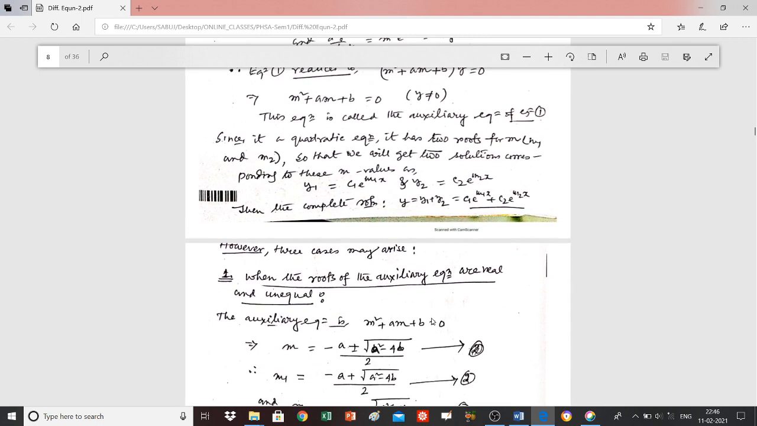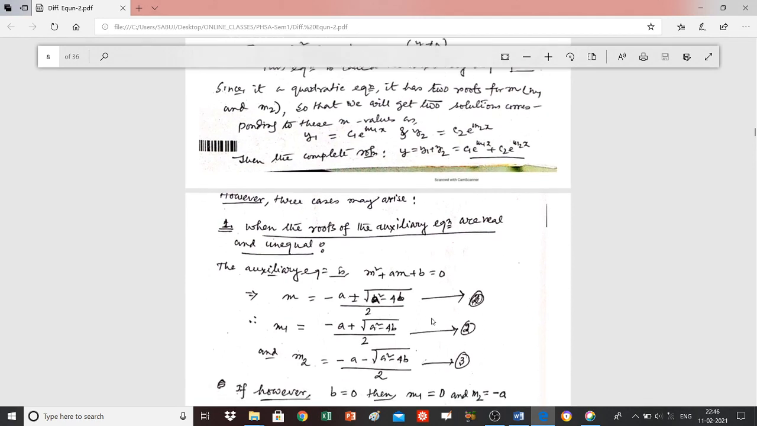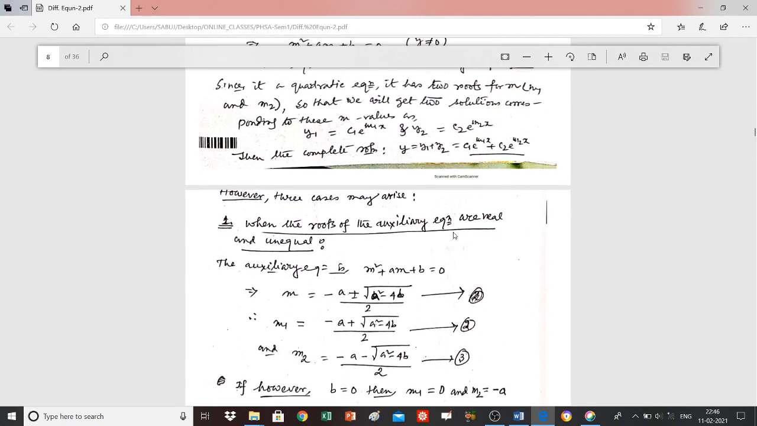However, there are three cases which are to be studied. These three cases are: number one, when the roots of the auxiliary equation are real but unequal.